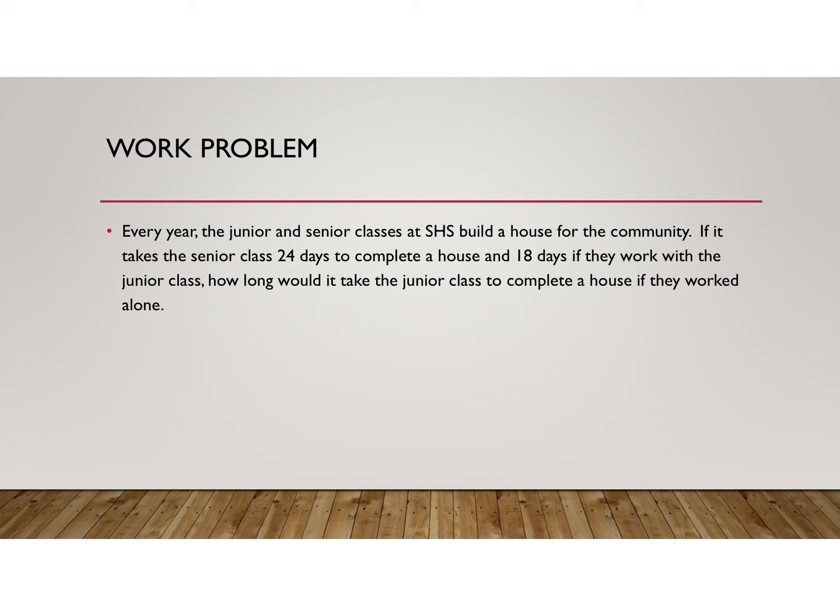Work problems. To remember, in our work problems, we talked about a couple techniques, one of them being together over alone, plus together over alone equals 1. And then the other method talked about what can be done each hour. In this case, as every year, the junior and senior classes at SHS build a house for the community. It takes the senior class 24 days to complete that house and 18 days if they work with the junior class. How long will it take the junior class to complete a house working alone? So that's what we're looking for, the junior class's alone time. The 18 days is our together time.